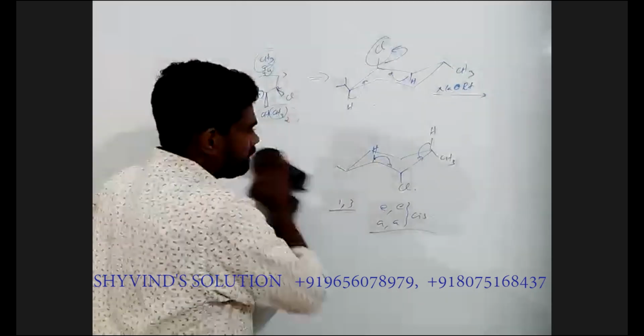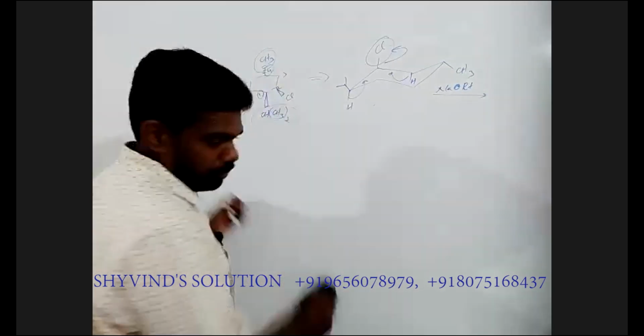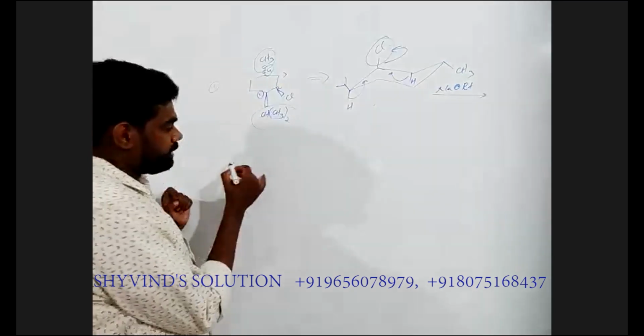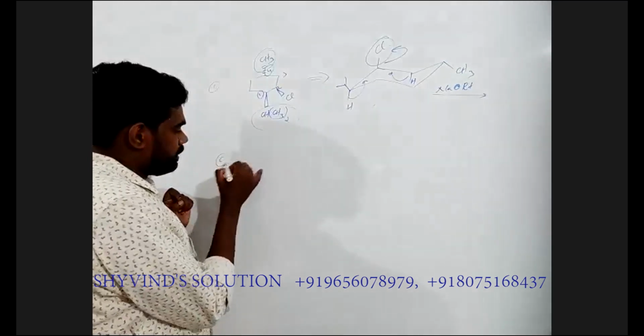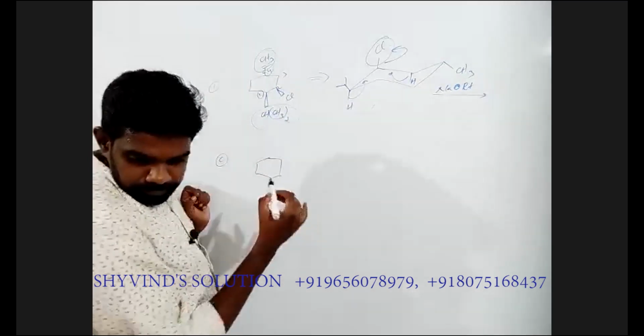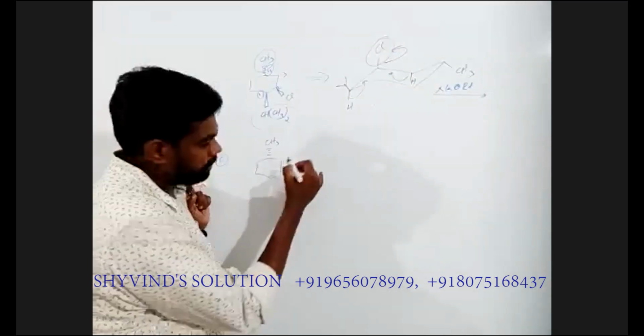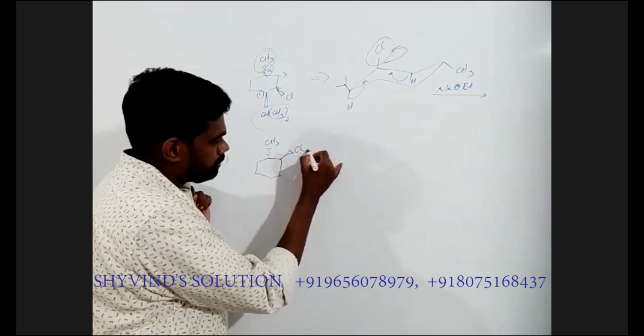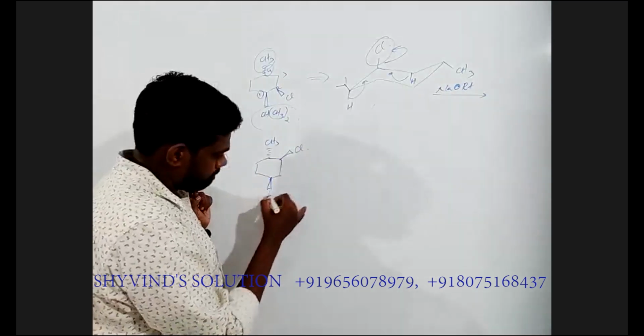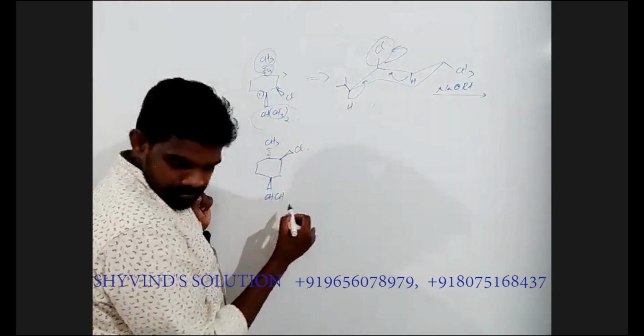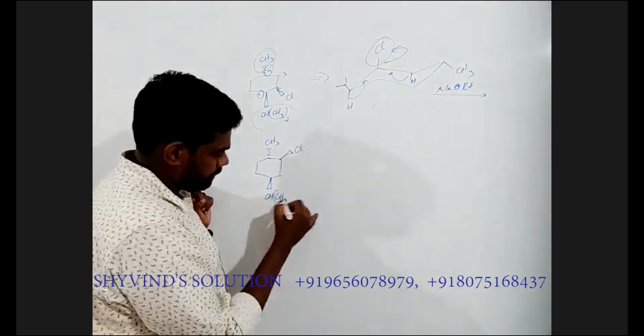Now let's see option 3 and option 4. Option 3 is given like this. CH3, Cl, CH, CH3 twice.